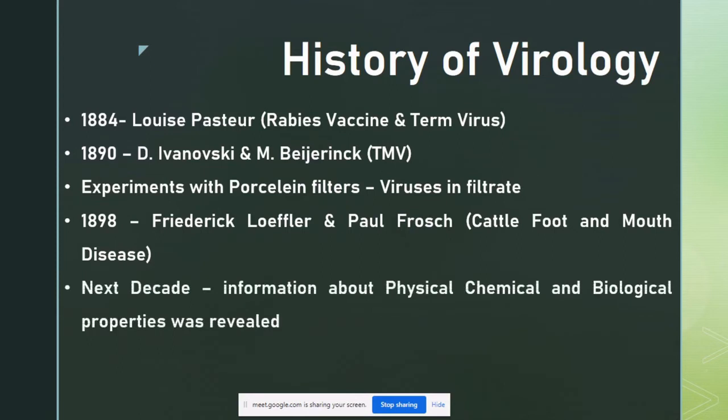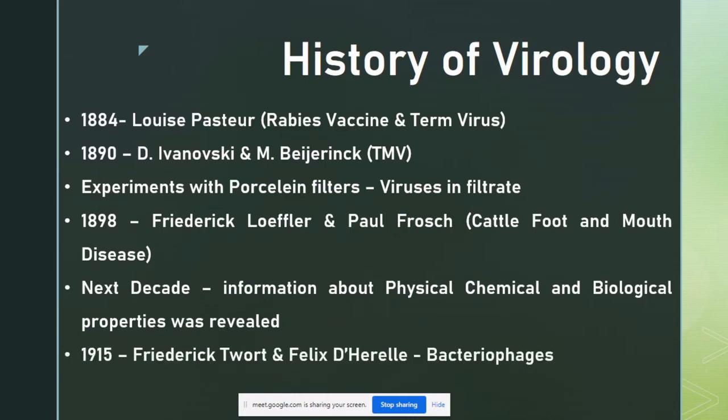viral infection. And then it followed a number of experiments over the decade, which then revealed a lot of information about physical properties of viruses, chemical properties of viruses, and their biological properties. Okay, this decade was the one for these kinds of experiments which revealed the size, shape, structure, and all the details of the viruses. And then came 1915 when Todd and Herelle, Frederick Twort and Felix d'Herelle, discovered bacteriophages.